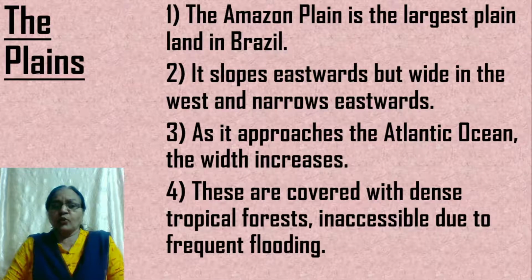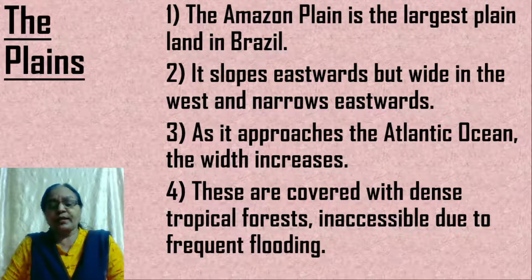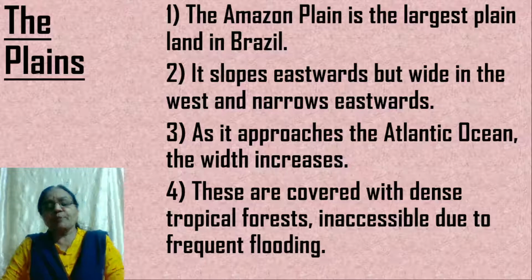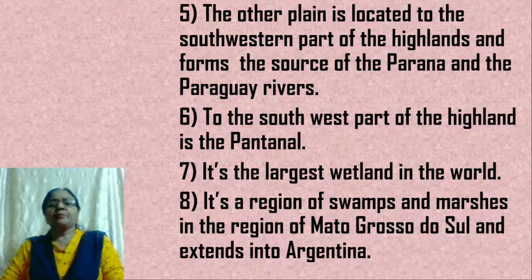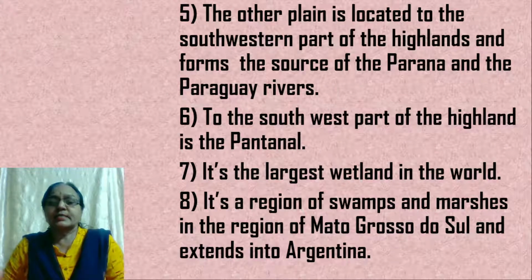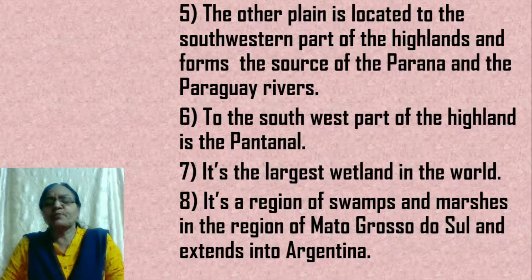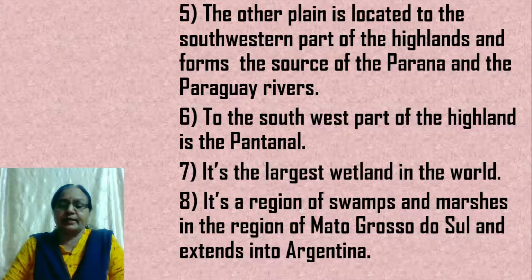And if you look at the Amazon plain, you find it is covered with dense tropical rainforest, which is highly inaccessible, and that is because of frequent flooding of the rivers. Okay, now next is the second plain, which is located towards the southwestern part of the Highlands, and this is the source of the Parana and the Paraguay rivers. Towards the southwest part of the Brazilian highland is the Pantanal, which is the largest wetland in the world.